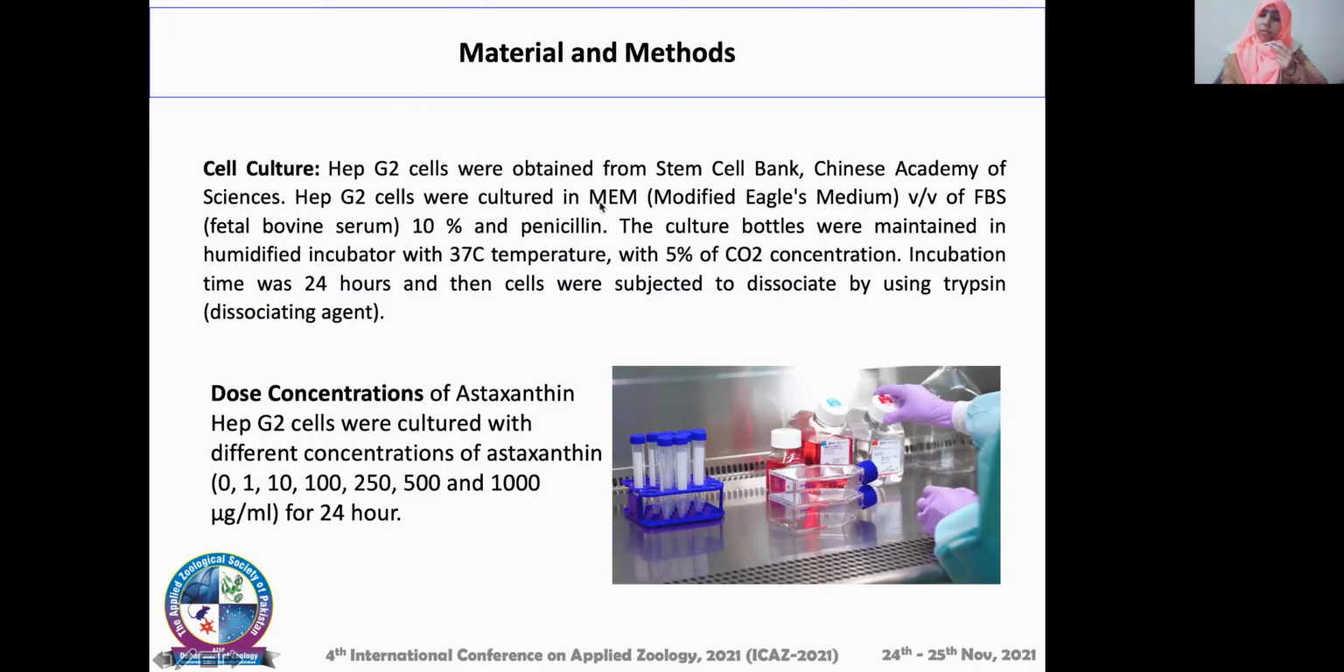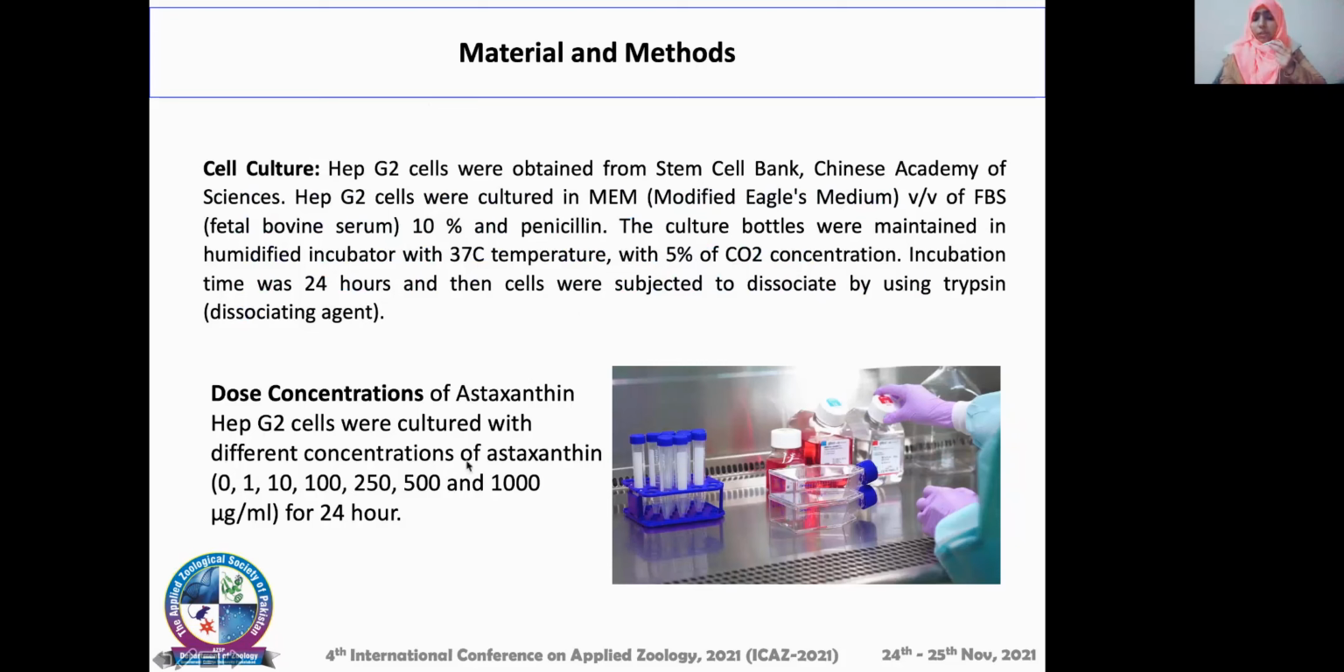So next, if we look at materials and methods, first we need to get the cells. We got HepG2 cells from the stem cell bank of the Chinese Academy of Sciences, and we cultured these cells in a culture medium MEM and FBS with 10% penicillin, and the culture bottles were maintained in a humidified incubator with a 37 degrees centigrade temperature and 5% carbon dioxide concentration. Incubation time was 24 hours, and then the cells were dissociated by using trypsin, which is a dissociating agent.